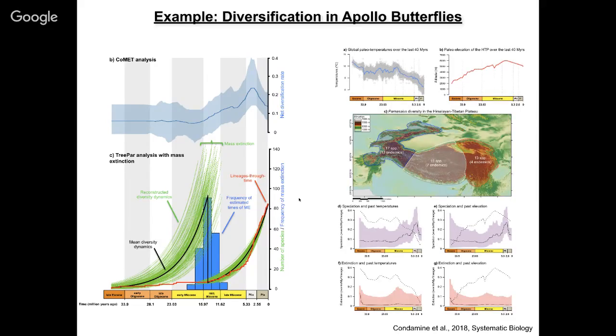So in this analysis, we tested the paleo temperature and the elevation of the high Tibetan plateau. We can see that the temperature seemed to have some effect, but not as much as the elevation of the high Tibetan plateau, which is what we're seeing in the bottom figure. There, we see again with the dotted lines what the environmental variables are, and then we see what our estimated speciation and extinction rates are.